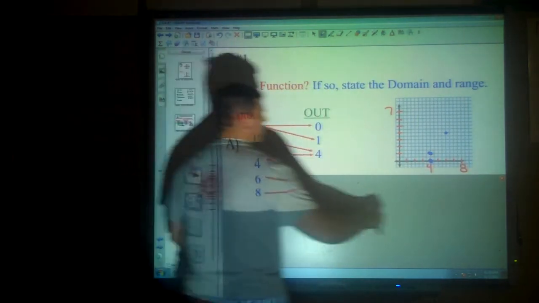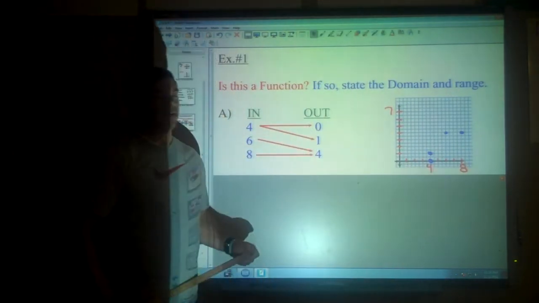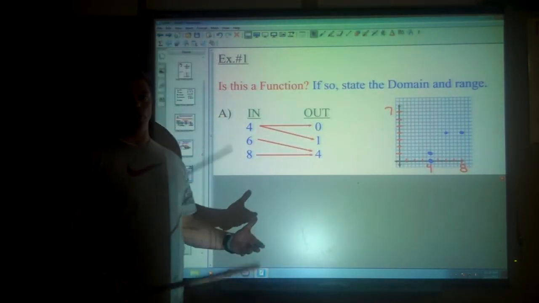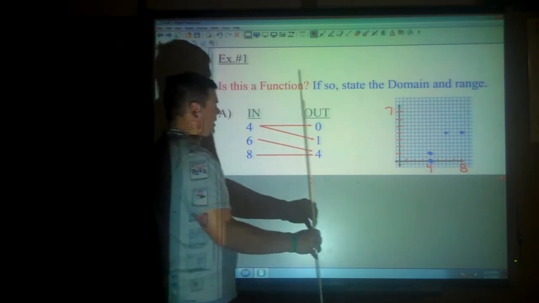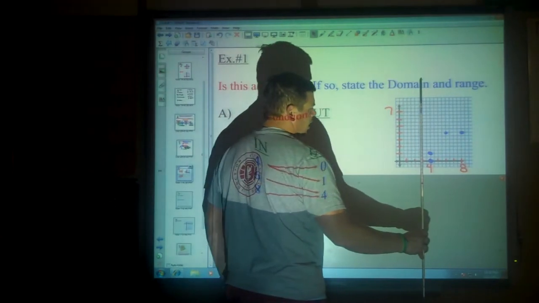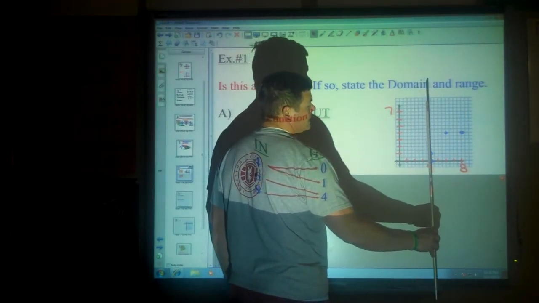And 8, 4 would be right there. And if we have a graph, how do we tell if it is a function or not? We use the vertical line test. So if I take my vertical line and I go across, if it ever touches 2 points at a time, it's not a function. Bzzz.